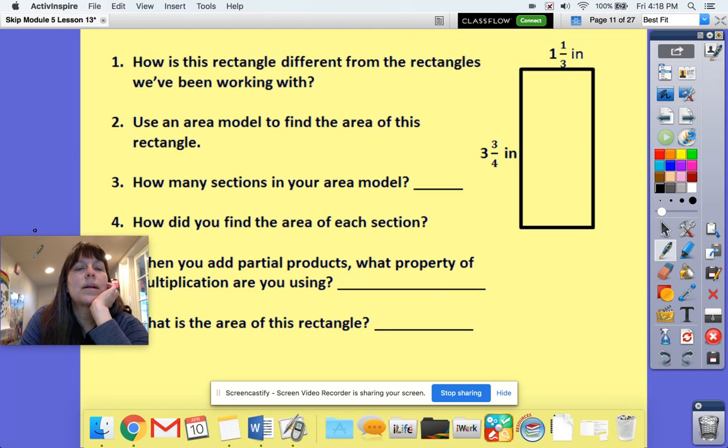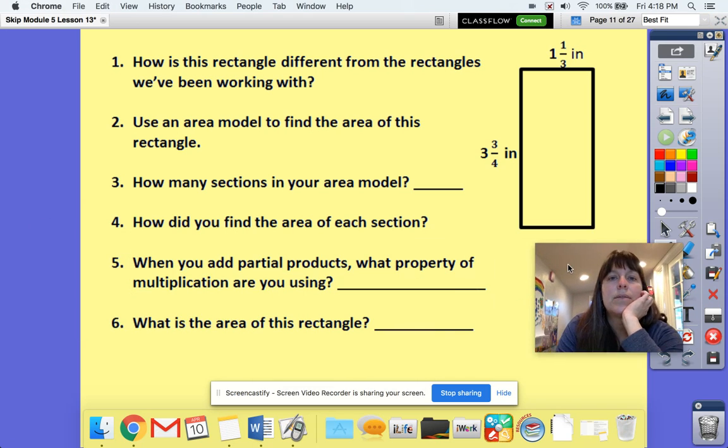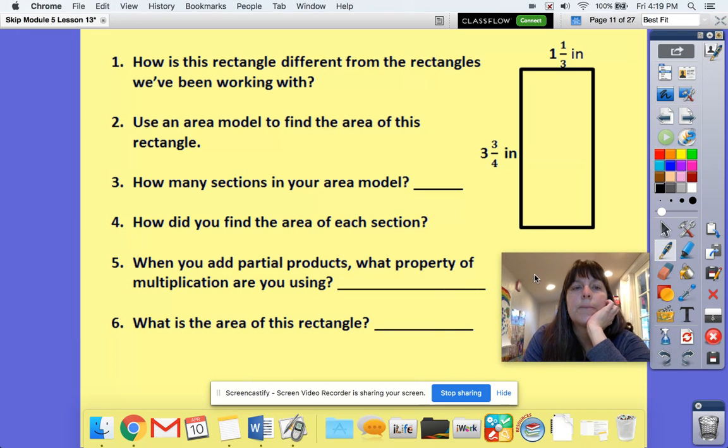So how is this rectangle different from the rectangles we've been working with? Give you a second to think about it. If you said that they involved mixed numbers, you were right. So that's a whole number with a fraction. So number 2, use an area model to find the area of this rectangle.